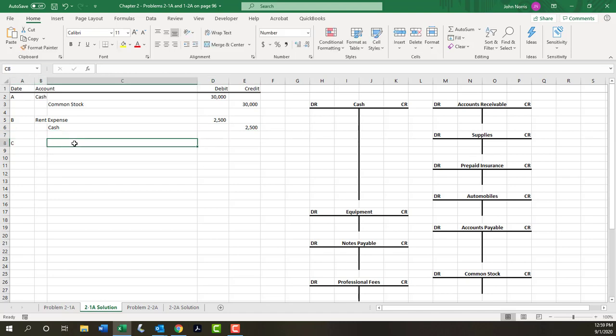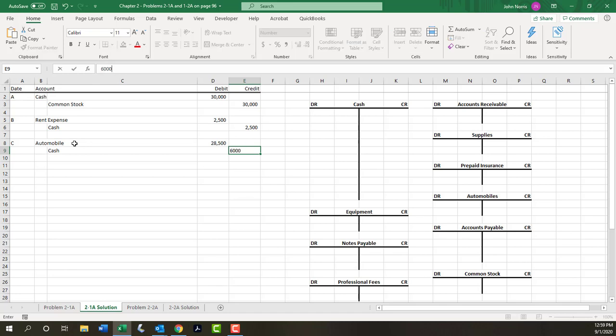C, purchased a used automobile for $28,500. We paid $6,000 in cash, and we gave a note payable for the remainder, the remainder being $22,500.